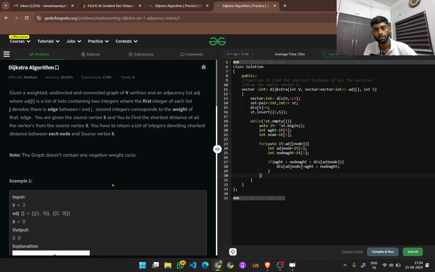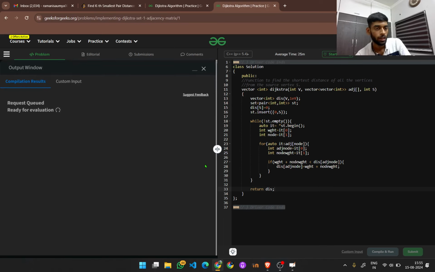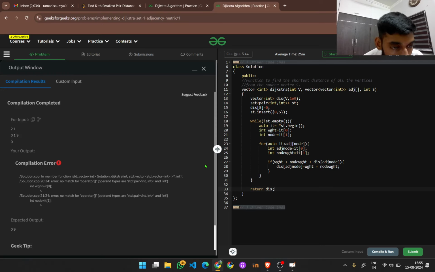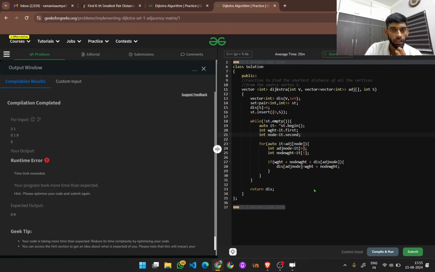I think there are no spelling mistakes. My standard empty. Okay, and I hope the code is done here. Let's run it. I hope there won't be any kind of errors. Int WGHT. Oh, it won't be IT of 0, it will be IT of first because it is a pair. I hope now it will run without having any kind of errors.